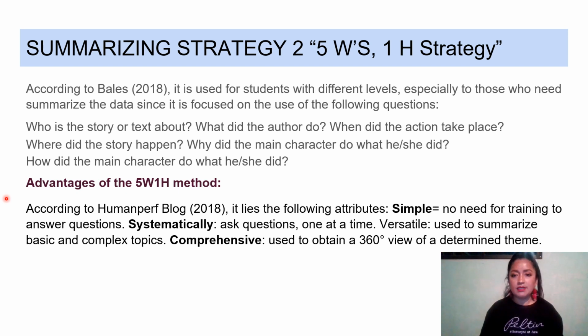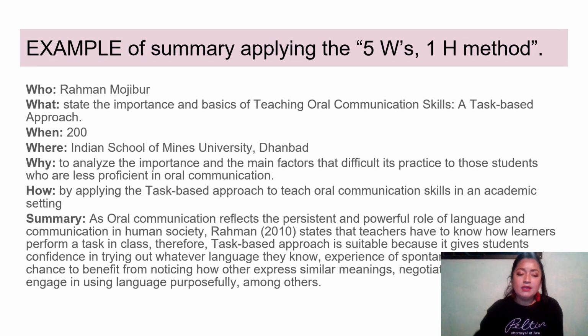Advantages of this strategy. It has the following attributes. Simple, no need for trying to answer questions systematically. Ask questions one at a time, and comprehensive. The example: first, the letter W is called the Wh verbs, and which are they? Who, what, when, where, why, how.